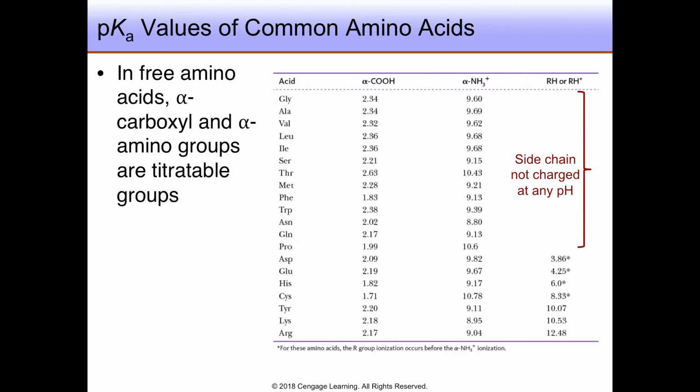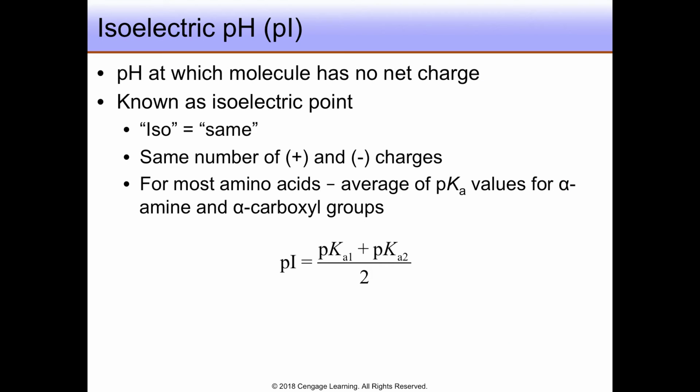And as you can see, the majority of our common amino acids are non-ionizable. That is, their side chains remain uncharged at any pH. Notice the pKa values for those amino acids we classify as acidic with low pKa values, and those we classify as basic having high pKa values.